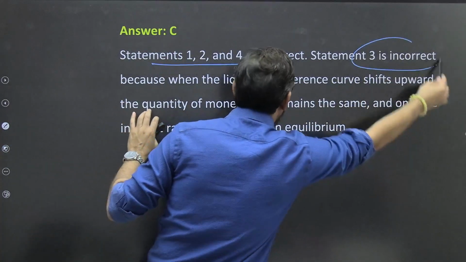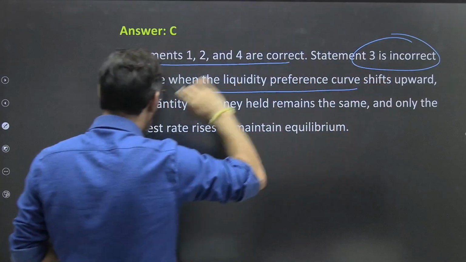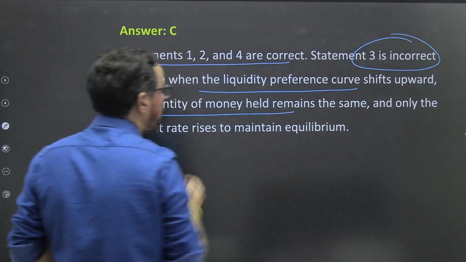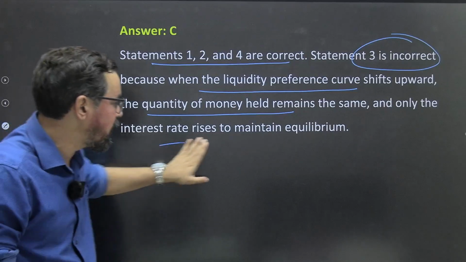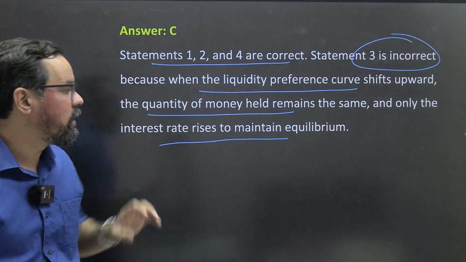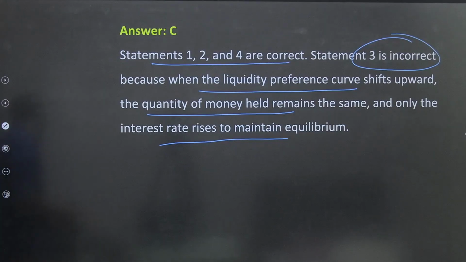Statement three is incorrect. The reason being, when the liquidity preference curve shifts upward, the quantity of money held remains the same, and only the interest rate rises to maintain the equilibrium. So please go through this one again. This is definitely going to help you out.